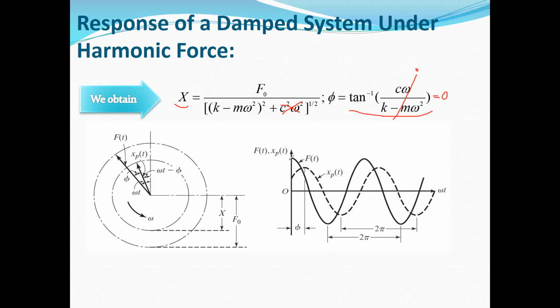Here you can see that if you plot f(t) and the particular response, the dashed line is the particular response, and you can see that we have one phase angle. And this phase angle is due to the damping in our system. Of course, this is only the particular response x_p(t). The period is similar to the period of the excitation because the frequency is the same.